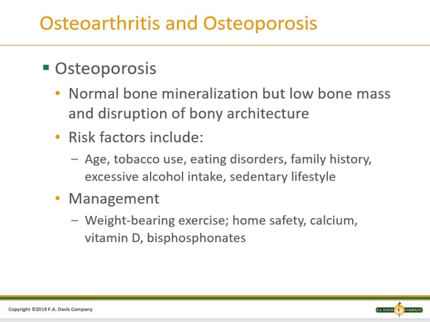Lastly, we're talking about osteoporosis, which is the normal bone mineralization, but it has low bone mass loss and distribution of the bony architecture, and both of these places the patient at increased risk of fractures. These fractures are primarily seen in the vertebral and hip fractures, but they can occur at any skeletal site. And just be aware that osteopenia is the less severe form of decreased bone mineral density that can then progress to osteoporosis. Risk factors include age, tobacco use, eating disorders, family history, increased alcohol intake, and a sedentary lifestyle.